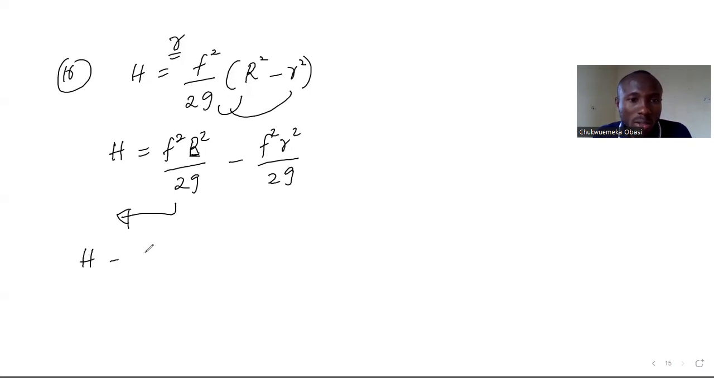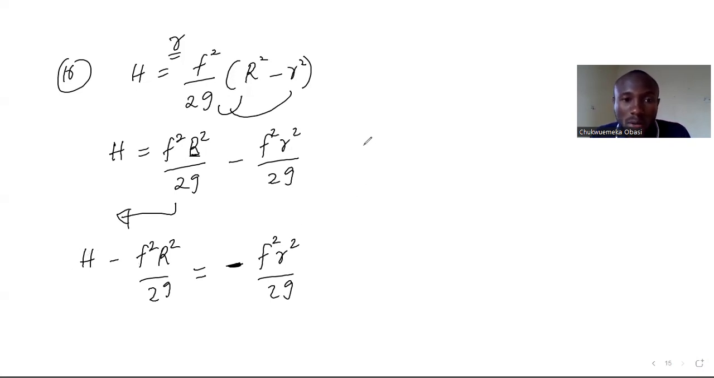So you have H now minus F squared R squared over 2G is equal to minus F squared R squared over 2G. I like to multiply everybody by minus to get rid of the minus here. If I multiply everybody by minus 1, this positive becomes negative, so here becomes negative H. This one that is negative becomes positive. So F squared R squared over 2G equal to F squared R squared over 2G. That's the idea of multiplying everybody by negative. The negative becomes positive and the positive becomes negative.